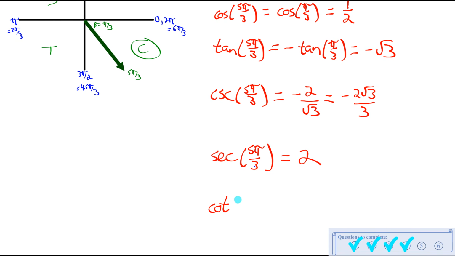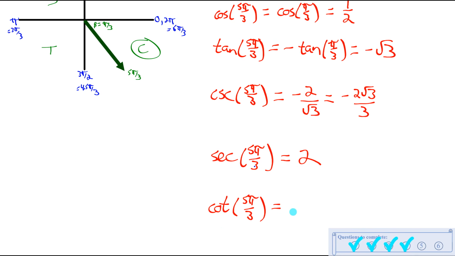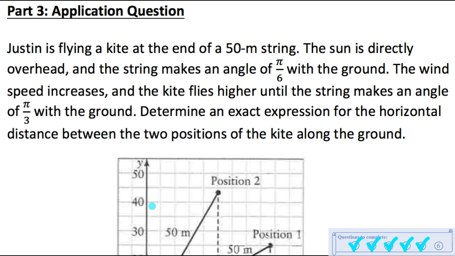And cotangent of 5 pi over 3 is equal to the reciprocal of tan of 5 pi over 3. And tan of 5 pi over 3 is negative root 3. The reciprocal of that would be negative 1 over root 3, which if we rationalized would become negative root 3 over 3. Our last example will do a bit of an application question.